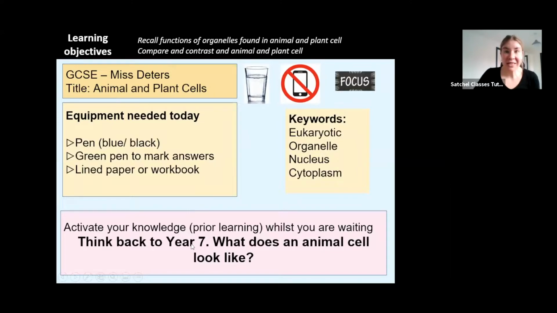I want you to think back to year 7. What does an animal cell look like? If you have a sheet of paper, even if it's a scrap bit of paper, that's completely fine. I want you to see if you can draw me an animal cell and, if possible, label it with any of the things that you might know. If I were to say things like nucleus, cytoplasm, hopefully that rings some bells from Key Stage 3, whether you learned that in year 7 or year 8. I think it'd be a really good idea to pause the video now and sketch an animal cell and see how many you can label.